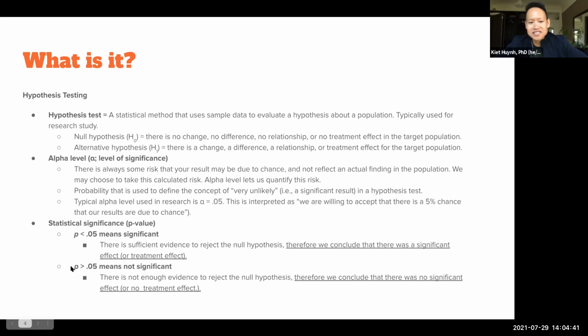Conversely, if I run the t-test and I get a p-value that's greater than 0.05, then I can't say that there's a difference between groups. There's not enough evidence for me to say that people who sleep more than 8 hours have any difference in wrinkle formation than those who sleep less than 8 hours. So the two groups are not different, or as we say, not significantly different. So this word significant just means whether the p-value is less than 0.05 or greater than 0.05.